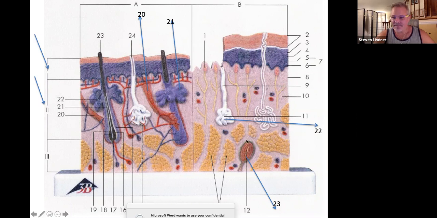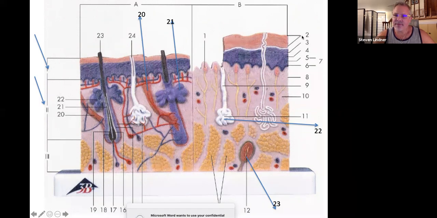23 at the bottom. What is 23? Pacinian corpuscle. Pacinian corpuscle. That's your deep pressure sensor. What is this over here on the top left? This number 1 on the top left. This layer. Epidermis. What about Roman numeral 2 on the left? What is this layer? Dermis. What is Roman numeral 3? Subcutaneous.